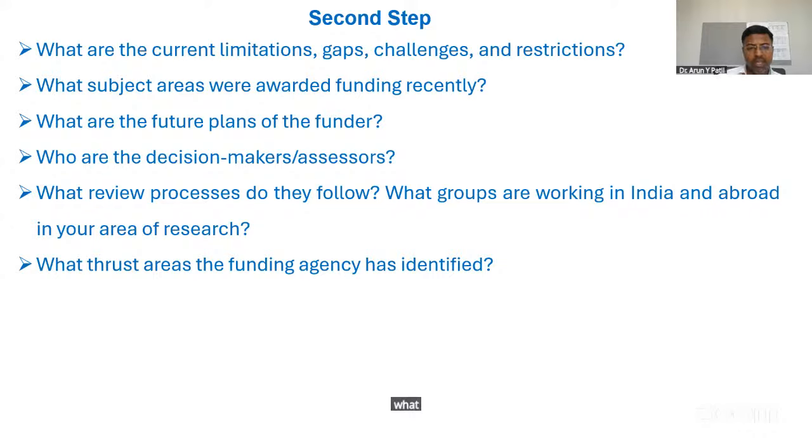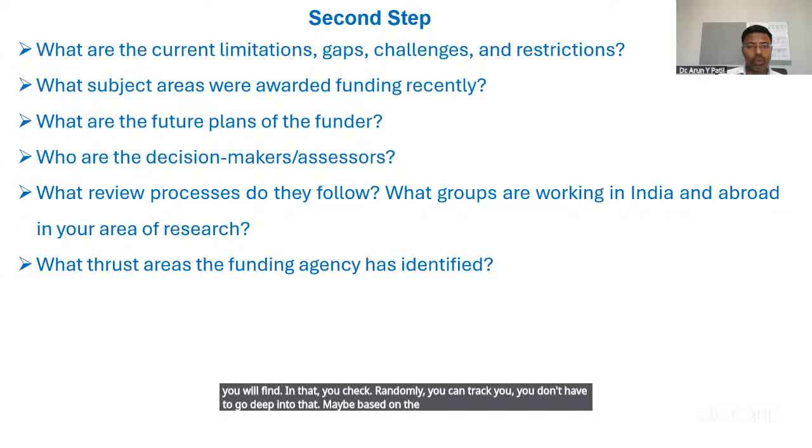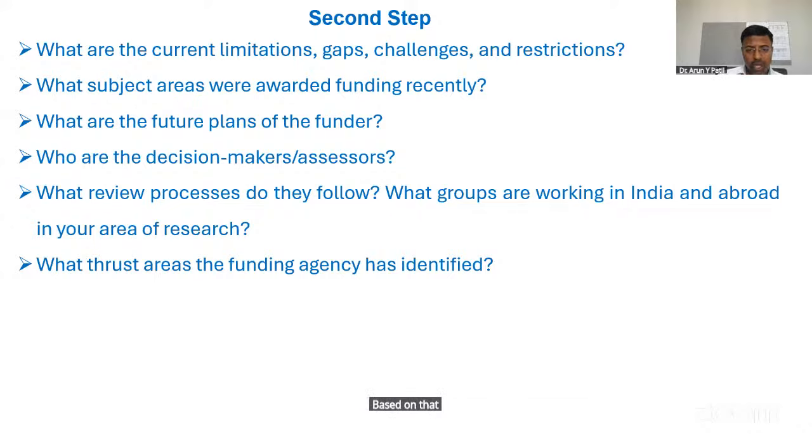What thrust areas has the funding agency identified? That's where the past 3 to 4 years of data, if you can gather, helps. You go to the DST portal, there is a past approved projects list you will find. In that you can check randomly, you need not go deep into that, maybe based on the title, based on the area, whether it is physical science, engineering science, or bioscience. Based on that itself, you can differentiate how much fund is allocated for each of these heads.